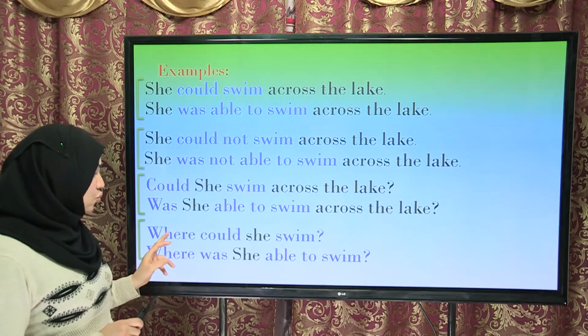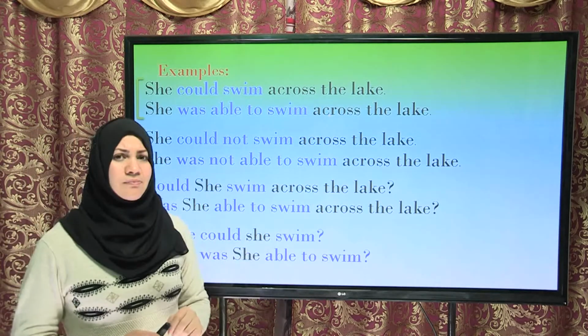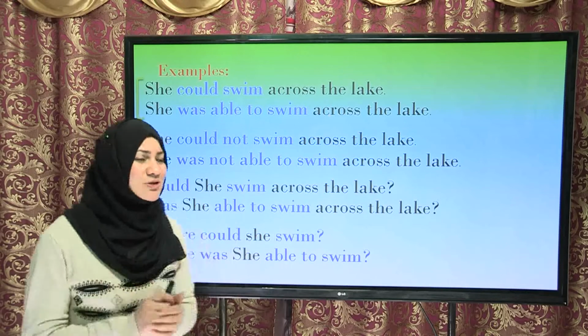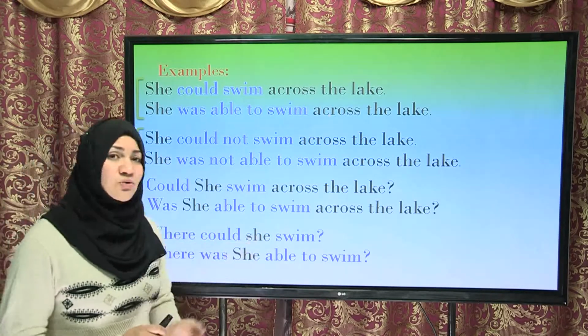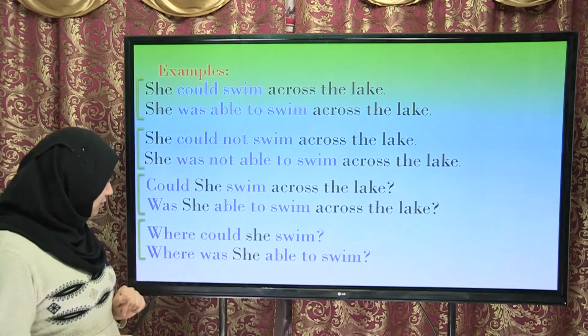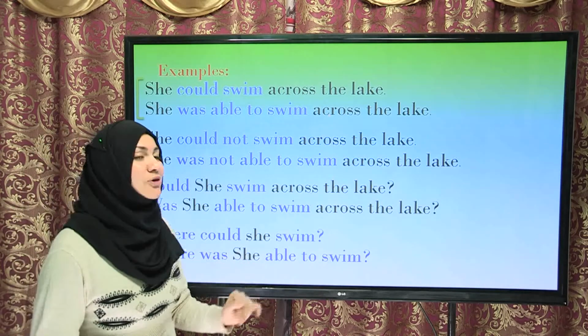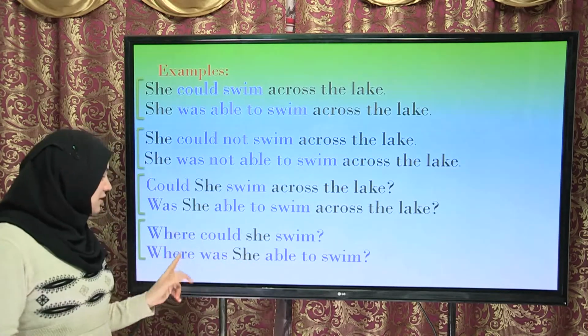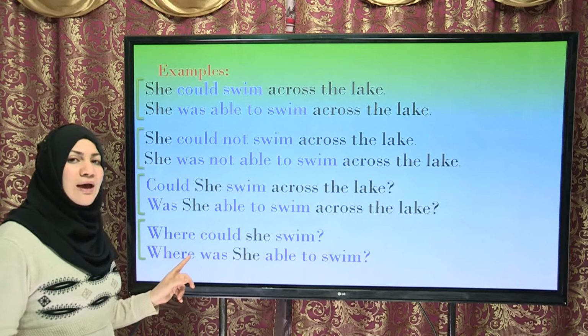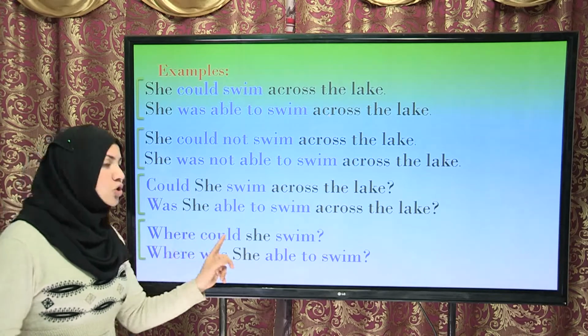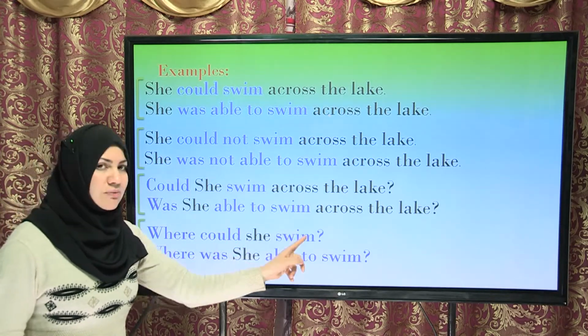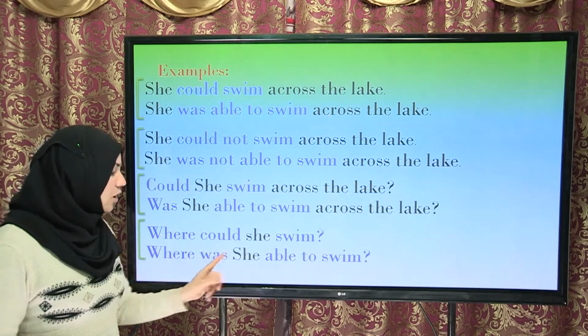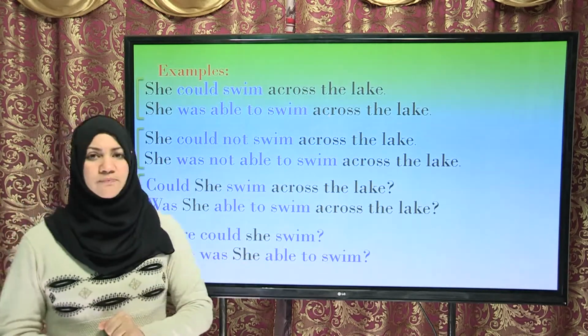Here, concerning WH questions: where could she swim? Or where was she able to swim? We have used the WH question word where. Either where could she swim or where was she able to swim.